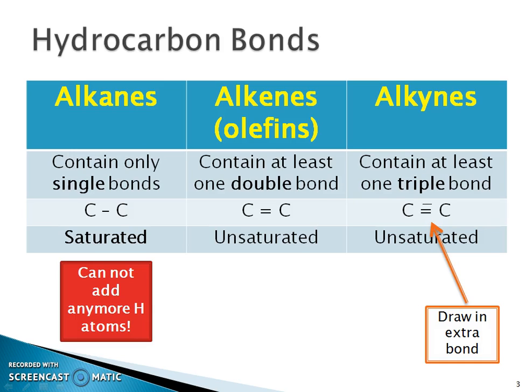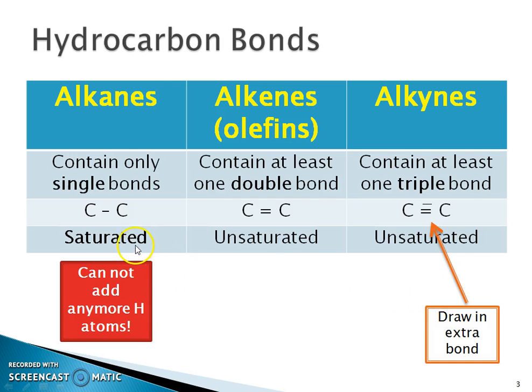So these are your three basic kinds of hydrocarbons: the alkanes, the alkenes, and the alkynes. The alkanes will have single bonds, the alkenes will have a double bond, and the alkynes will have a triple bond. And notice you had to draw that third one into your notes. Don't know how to do that anymore.